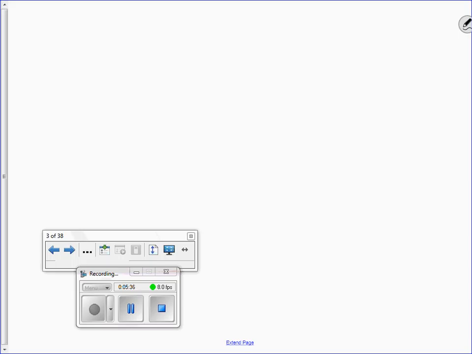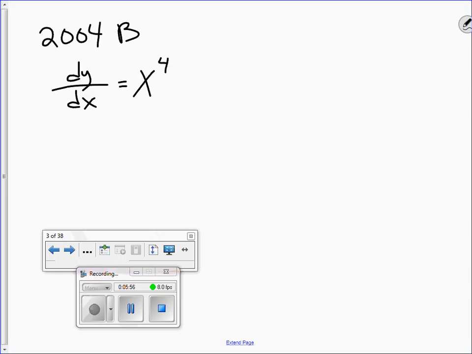That first one was 2004B, the first problem. I just wanted to address it because when I was going around the room, some people were asking, and I just wanted to answer that part B. Then we can go over anything else you want to go over. In that one, the slope, the derivative, is equal to x to the fourth times y minus 2.